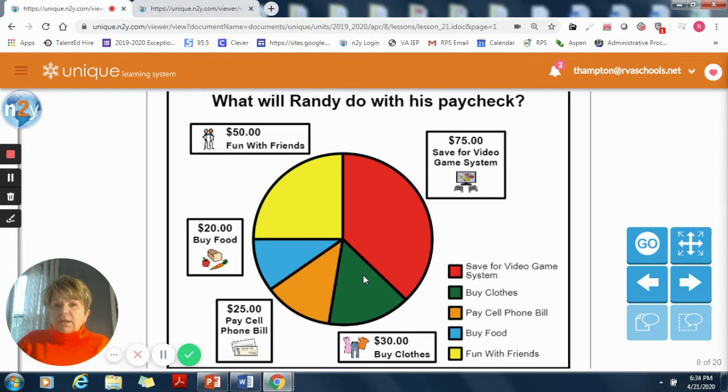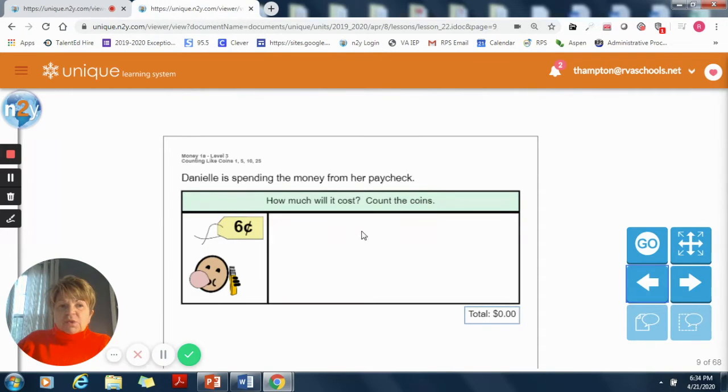And in between our lessons, it's going to be your job to practice counting out that money with a family member when you go to the store to buy groceries, or when you're ordering something online. It's important to know that's real money that you're spending. Okay, here we go.